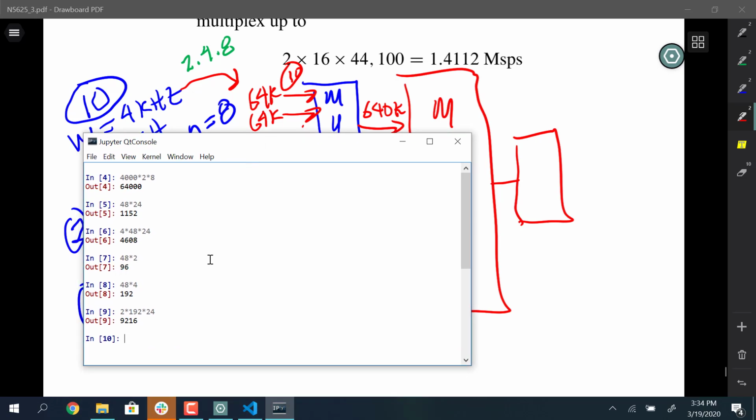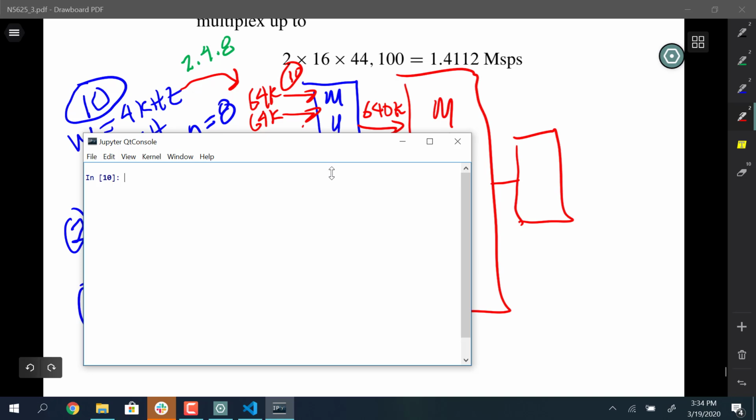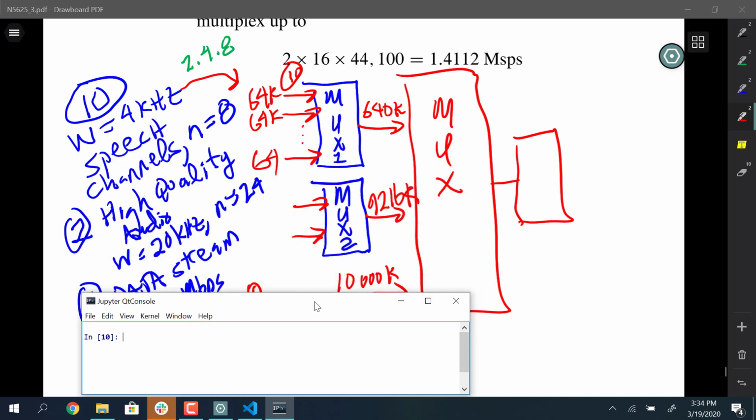So we have, clear that away. So we have 10,000 plus 9216 plus 640. So that's 19 megs, 19.856. So that would be the number in here.